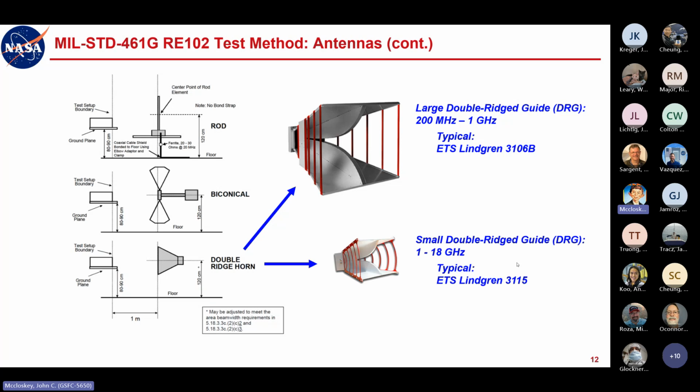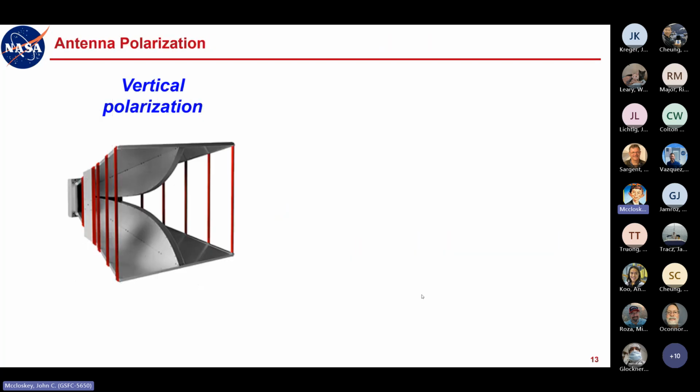And then above a gigahertz, there's the small double ridge guide horn, or DRG. Typical one we use is the ETS 3115. And that's a rough order of magnitude relative size comparison here. The large DRG is pretty large. If you've ever seen it, you know what I'm talking about. It's about a meter wide, maybe a bit wider, between 1.5 meters wide. It's a pretty good sized antenna. Then this one is much smaller and more manageable.